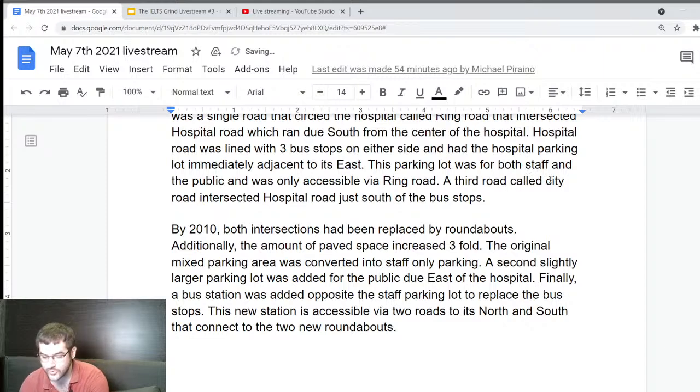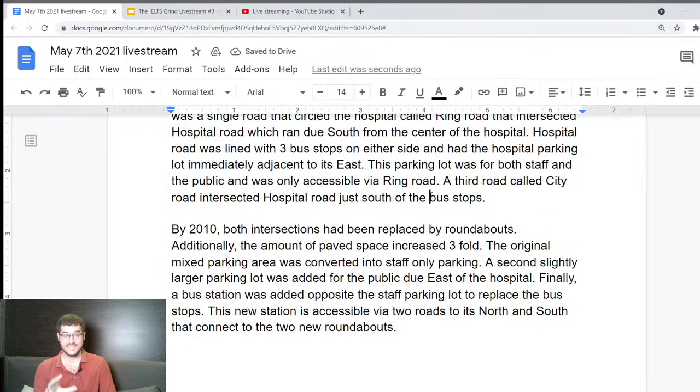Now, I hope you guys can see that every single thing, and this is not a typo that I'm fixing, that every single thing in body 1 is all about before 2007. I'm describing the map. I'm describing the area in 2007. And I'm describing where things are in relation to each other.